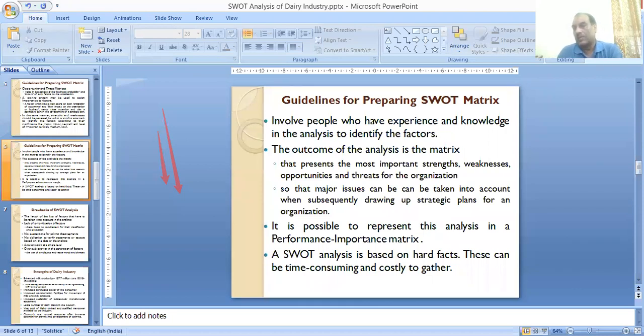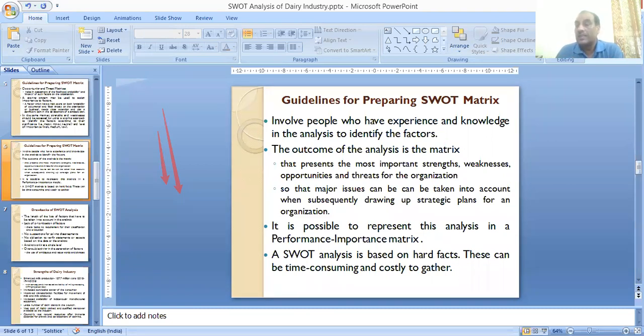As I told you, it is written here, SWOT matrix. So the outcome of the SWOT analysis is the SWOT matrix, where we have the strengths, opportunities, threats, and weaknesses all in a matrix form. Okay, so the outcome of the analysis is the matrix that presents the most important strengths, weaknesses, opportunities, and threats for the organization. And there are numerous factors which affect the industry, which affect the organization.